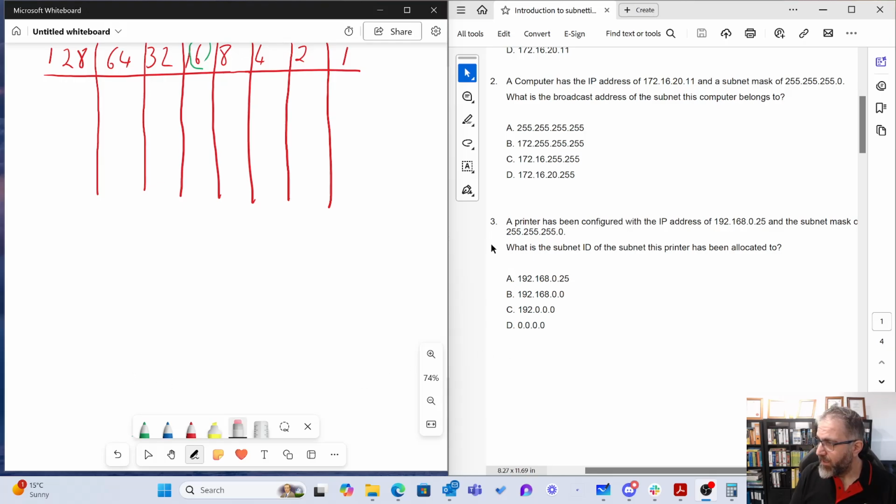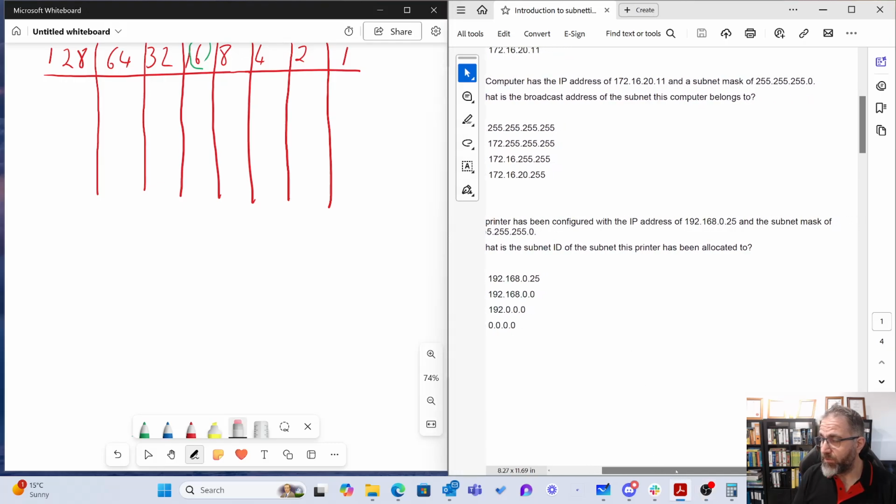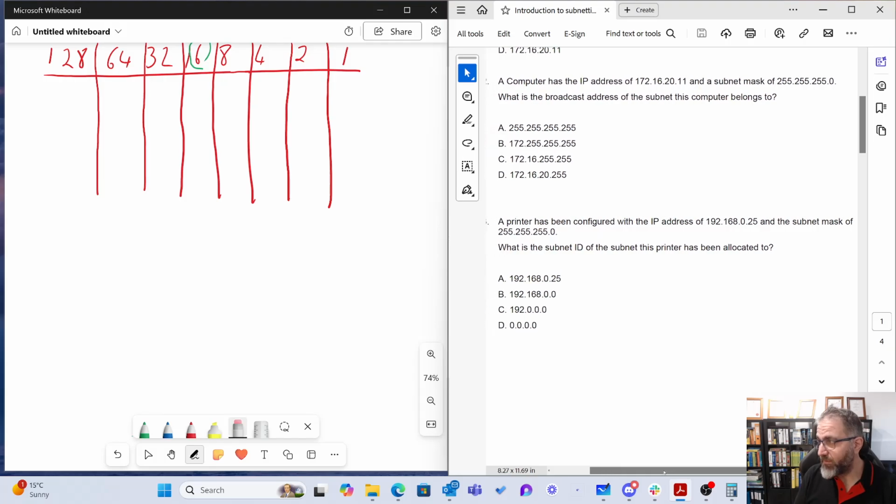Question 3. A printer has been configured with the IP address of 192.168.0.25 and the subnet mask of 255.255.255.0. Another easy one. Really easy. You should by now be able to work this out yourself. What is the subnet ID of the subnet? Well, there is no subnet. It's just a class C. That's the network, and that's where we put the hosts. So the host is 25.